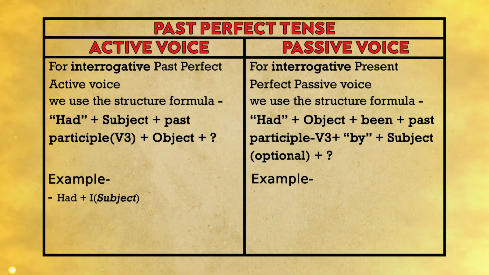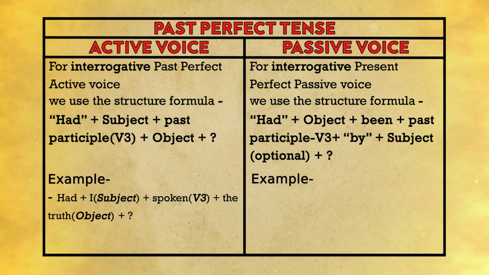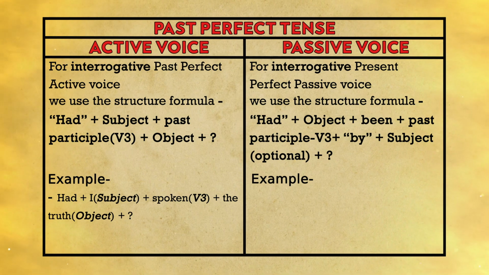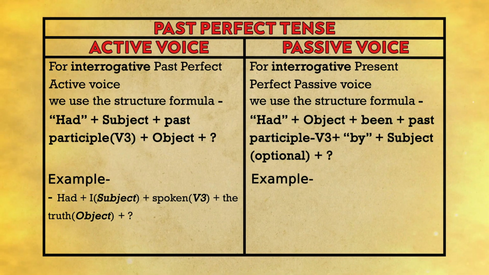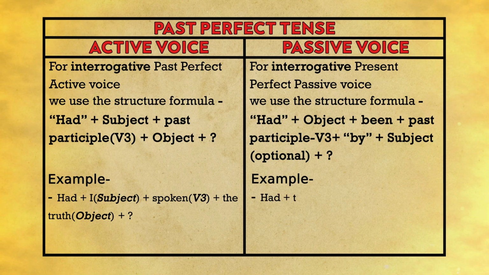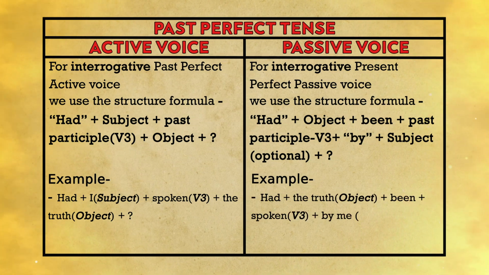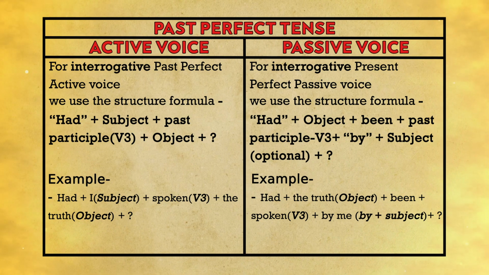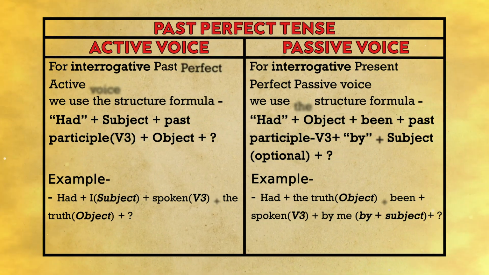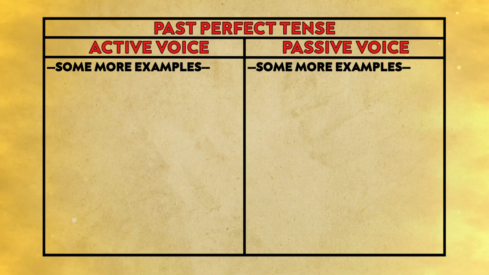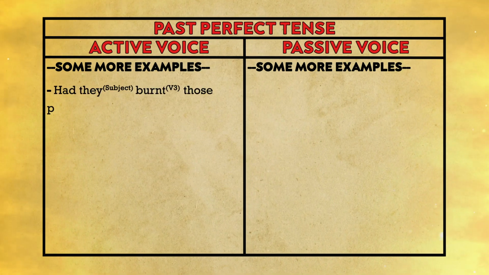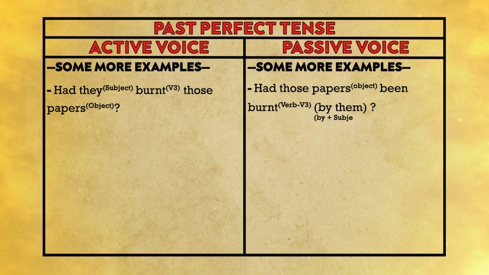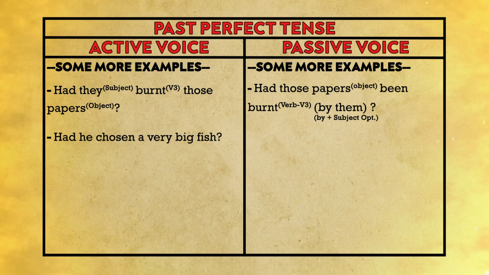Example: had I spoken the truth? I is the subject, plus spoken, third form of the verb, the truth, object. Had the truth been spoken by me? Here the truth is the object, spoken is the third form of the verb, by me is the subject. So there are more examples like had they burned those papers? Had those papers been burnt by them? So the other examples are on the screen.